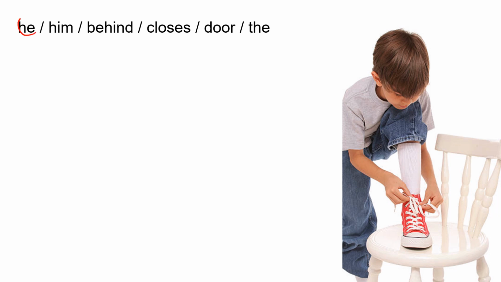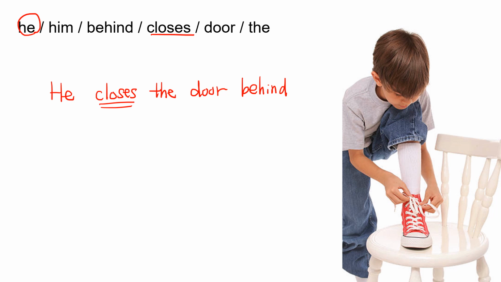And now we have the subjective case here. So he. And find the verb. He closes, C-L-O-S-E-S. He closes what? So you need an object. He closes the door, and then behind him, B-E-H-I-N-D, him. He closes the door behind him.